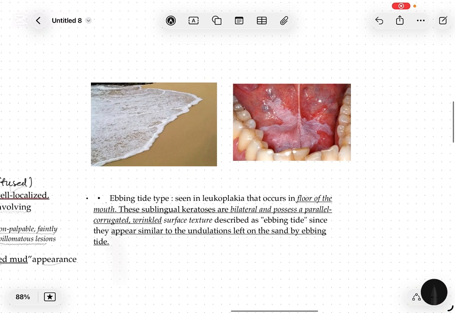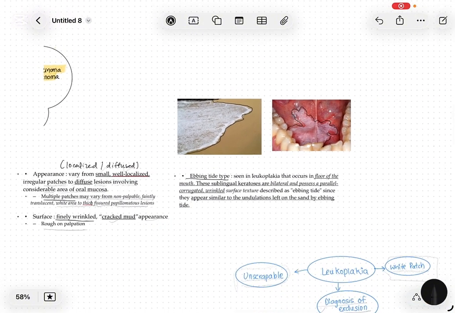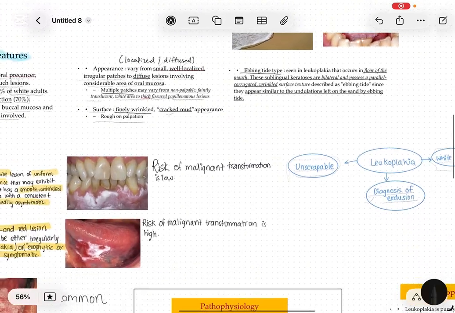Now the ebbing tide type. It is seen in leukoplakia that occurs in the floor of the mouth. These sublingual keratoses are bilateral and possess a parallel corrugated, wrinkled surface texture described as ebbing tide, since they appear similar to the undulations left on the sand by an ebbing tide. The same is seen in leukoplakia of the floor of the mouth, which is why it is called the ebbing tide type.